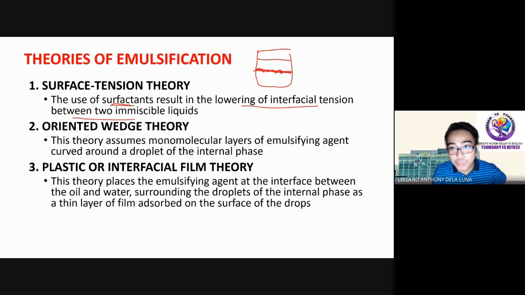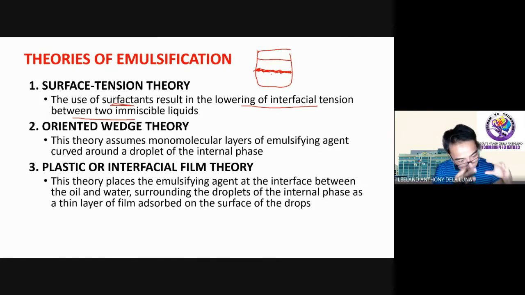So now class, pag numipis na yan, ang tendency is may capacity na sila ngayon humalo. Naintindihan ba class? So binababaan natin yung force that exists, the repulsive force between the oil and water. That force class is known as the surface tension. Are we clear? So yung surface tension.